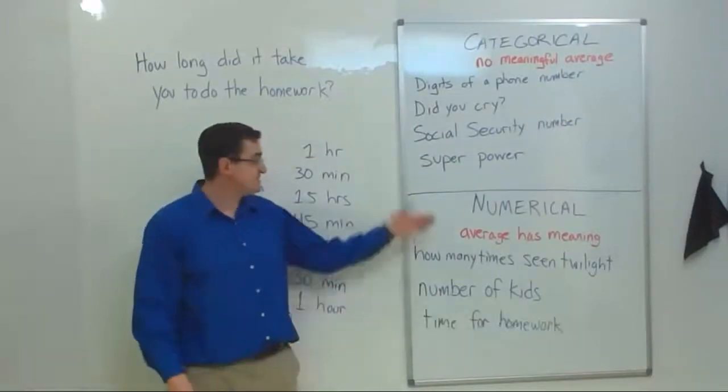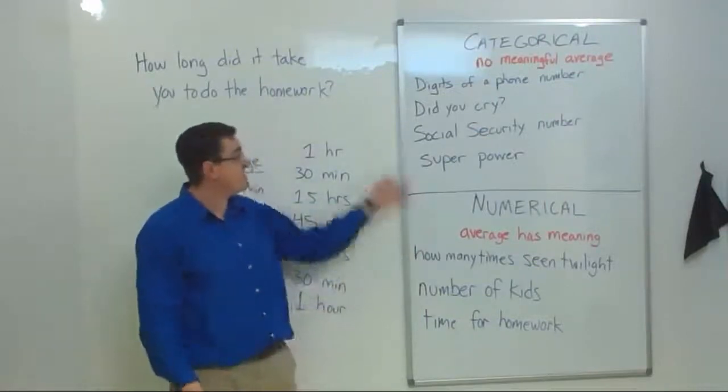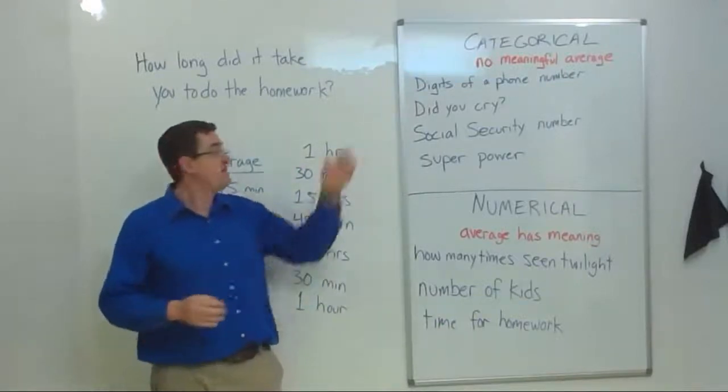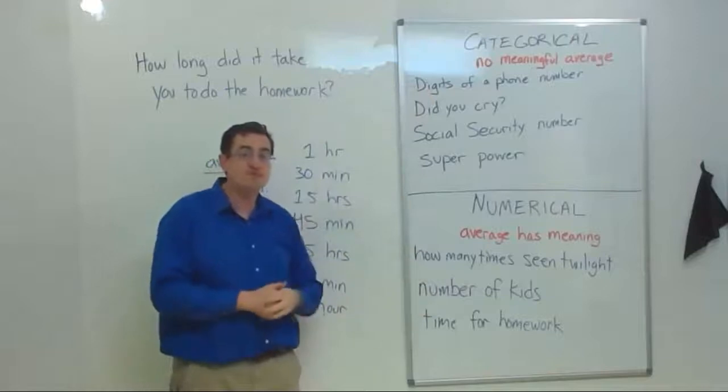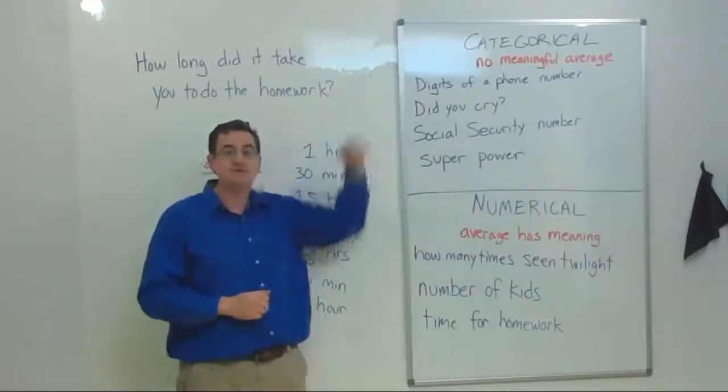So for the first part of this class, we're going to play with averages. What's their probability? What things can we say about it? Later, we'll talk about categorical stuff. We'll be doing proportions for it. And whether it's proportions or means depends on, does the average have meaning? Is this numerical or is this categorical?